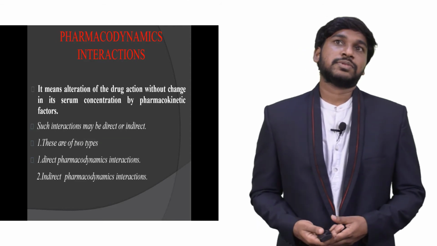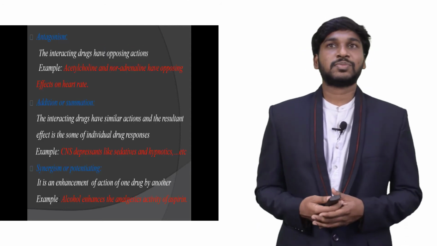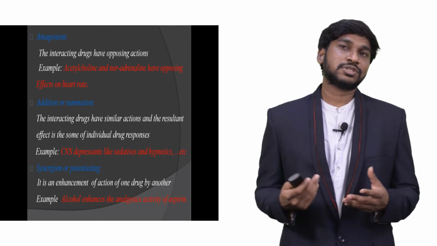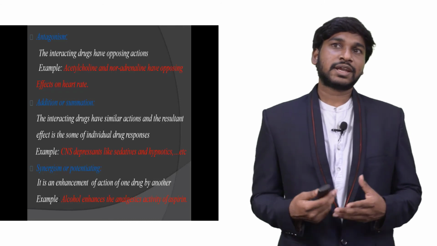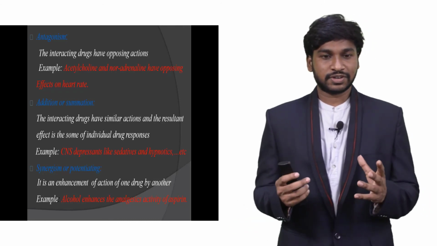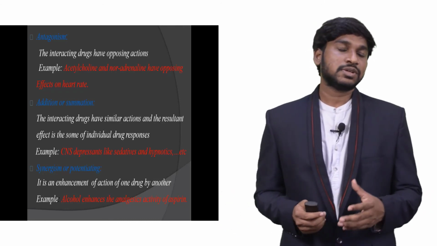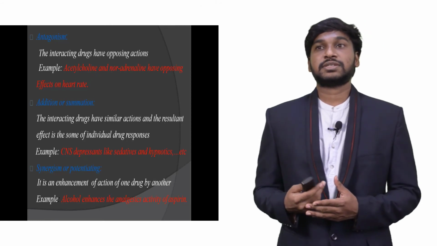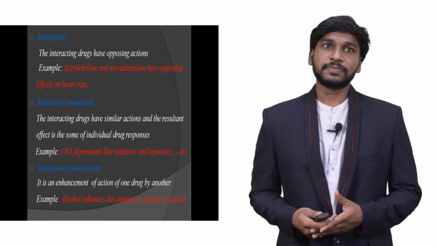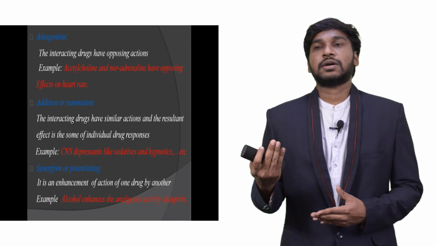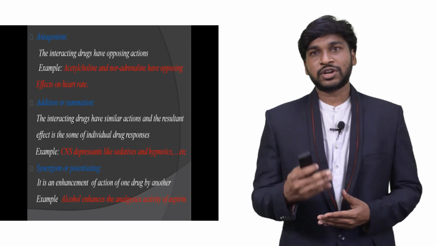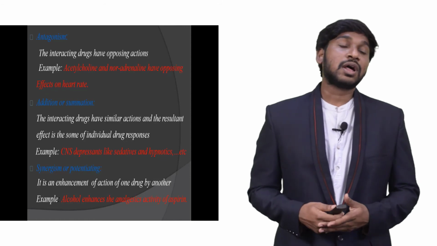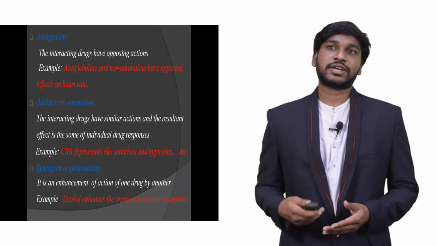And antagonism. The interacting drugs have opposing actions. Example: acetylcholine and noradrenaline have opposing effects on heart rate. And addition or summation. The interacting drugs have similar action, and the resultant effect is the sum of the individual drug responses. Example: the central nervous system depressants like sedatives and hypnotics. Synergism is an enhancement of the action of one drug by another. For example, alcohol enhances analgesic activity.